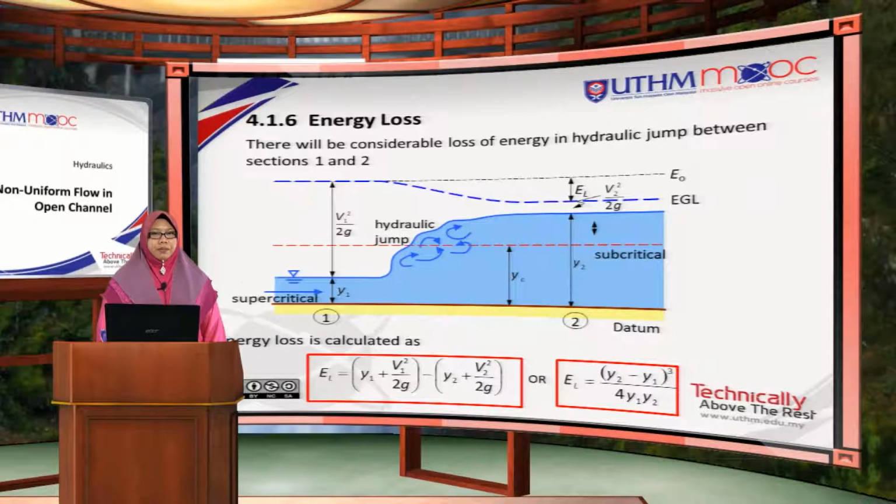Okay, for the energy loss, there will be considerable loss of energy in the hydraulic jump between sections 1 and 2. From this figure, we know that Y1 is supercritical at section 1 and goes to section 2, so the energy loss is calculated using these equations.